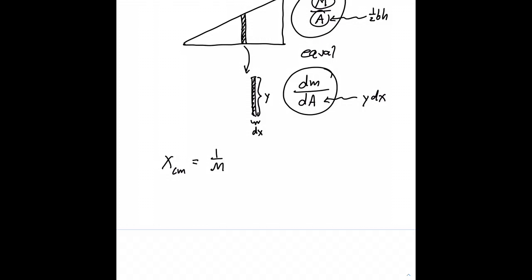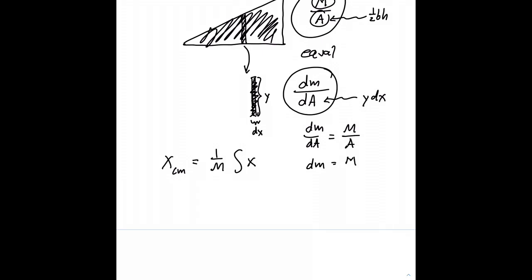1 over the total mass times the integral of x. Now, instead of saying dm, I can say what dm is equal to. I can make a substitution. If dm over dA, the ratio of kilograms per square meter of the slice, is equal to the ratio of capital M over capital A, the total number of kilograms per square meter for the whole triangle, then that means dm is equal to M over A times dA. So that's the substitution I'll make.